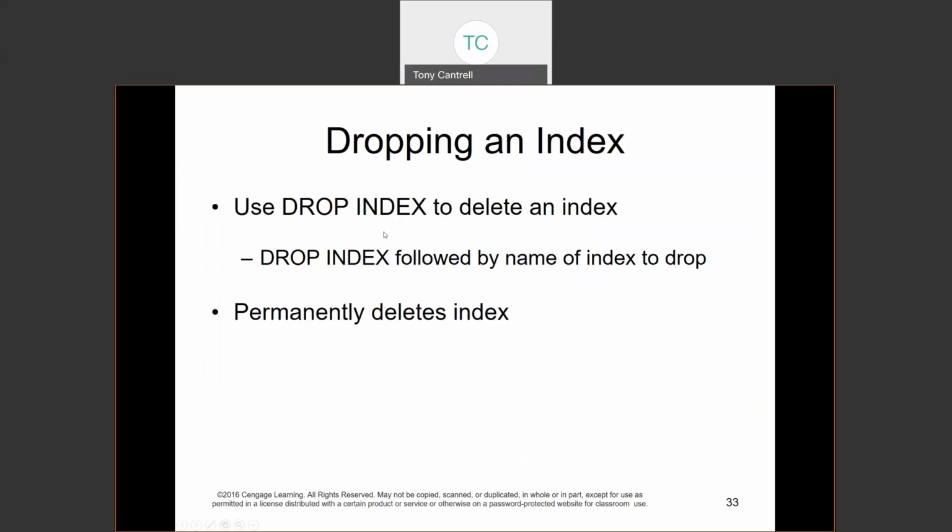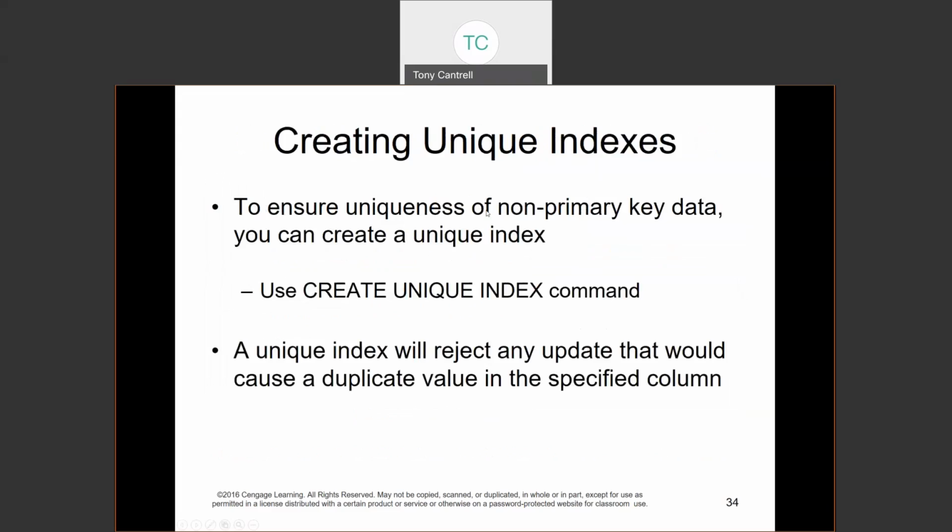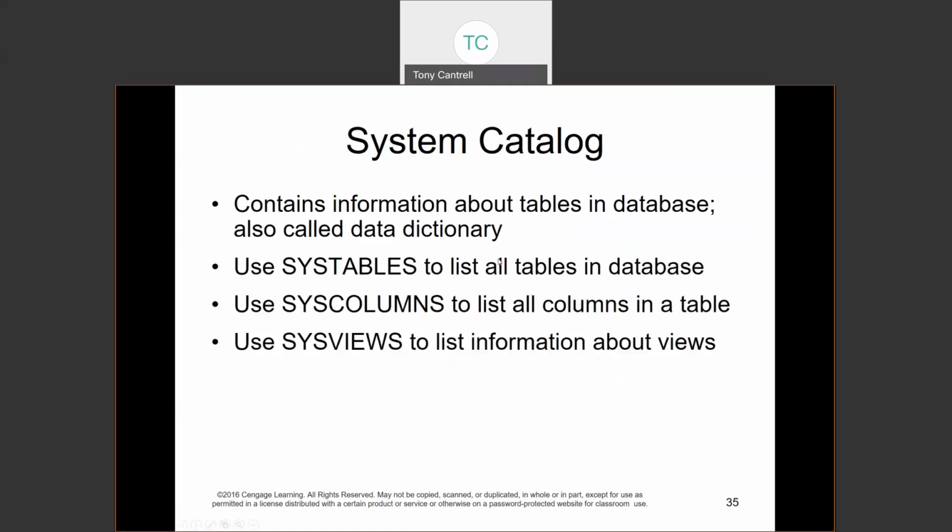Dropping an index, you just use the drop index command. Creating unique indexes. To ensure uniqueness of non-primary key data, you create a unique index. You use the create unique index command to do that. A unique index will reject any updates that would cause a duplicate value in the specified columns.